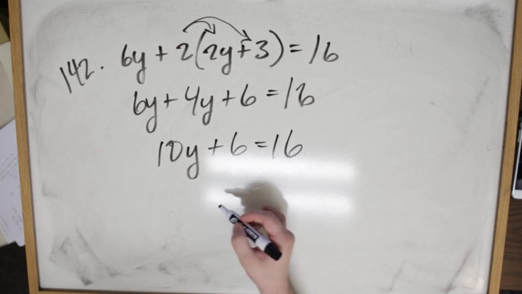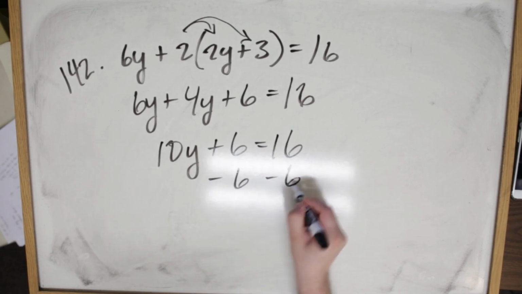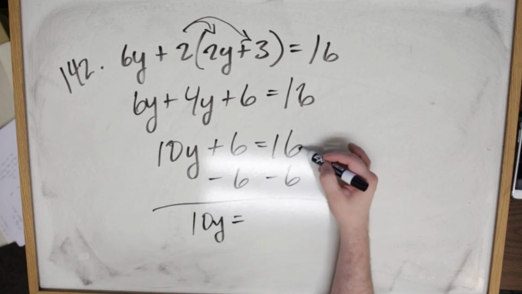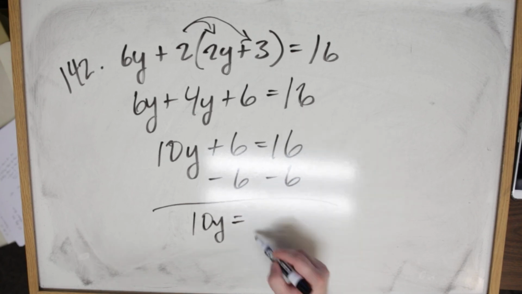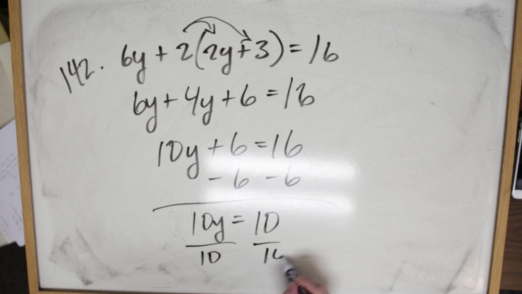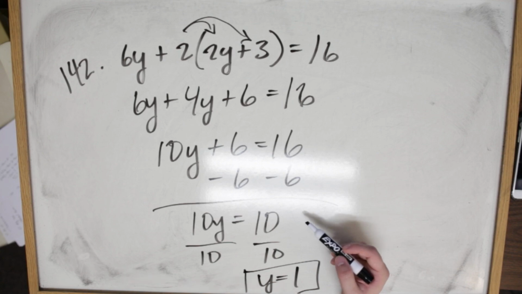Okay. And now that we have this, we subtract 6 from both sides. I get 10y is equal to 16 minus 6, which is going to be 10. And the last thing we do is divide by whatever that coefficient is. And we'll find that y is going to equal 1. Now I kind of went through that a little fast, but as we start going through this, I'm really going to start to speed it up a little bit. If you have issues, you can always go back and slow this video down to see what I'm doing.